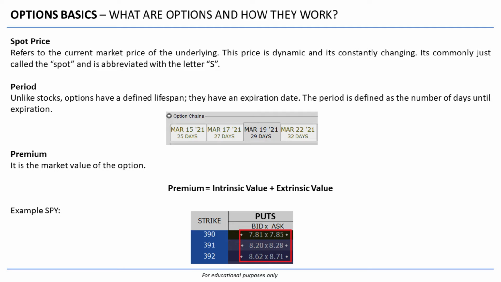Premium. It is the market value of the option. It is the amount paid by the option buyer and received by the option seller. The premium is paid the moment the option is traded. The premium of an option has two components, intrinsic value and extrinsic value. To be more precise, premium equals intrinsic value plus extrinsic value.